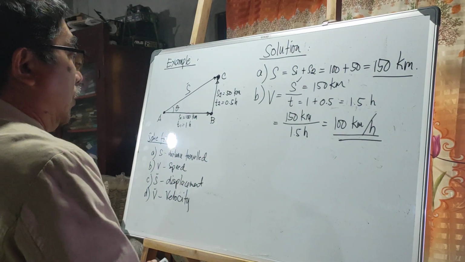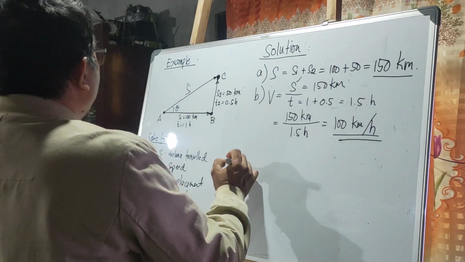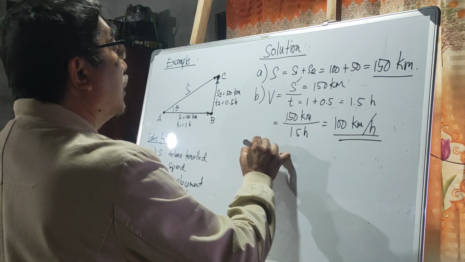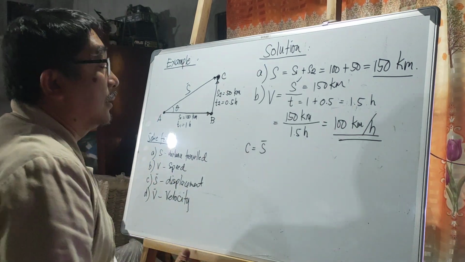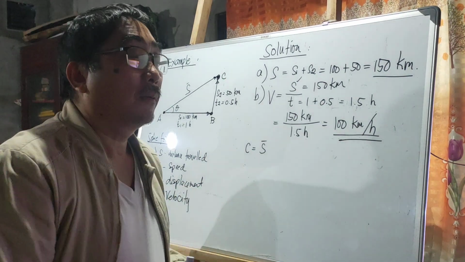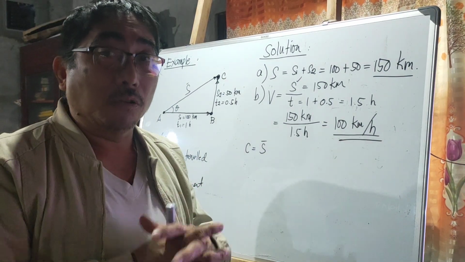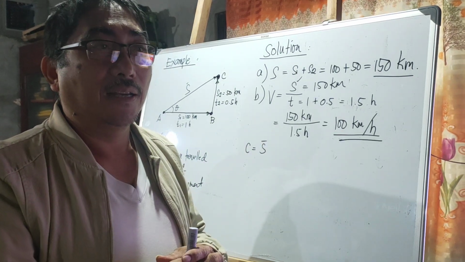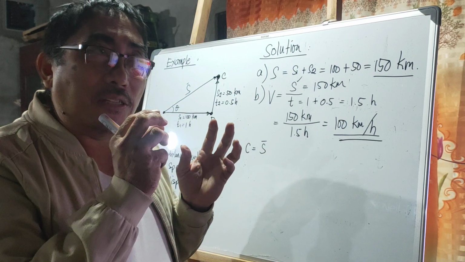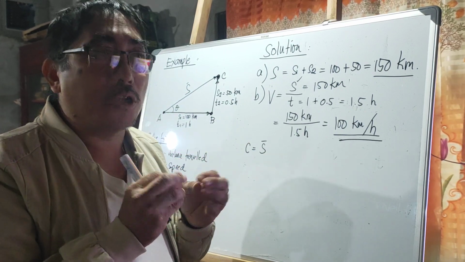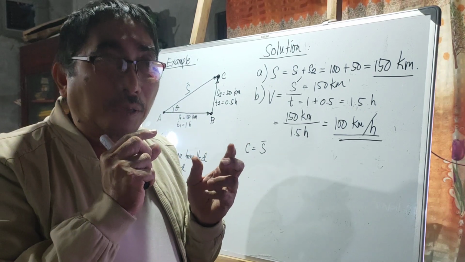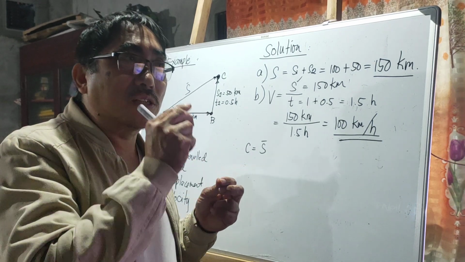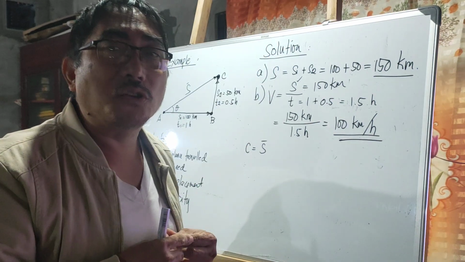So, let us continue. Letter C is, we are asked to solve for the displacement. Now, from the root word of displacement, displace, what it means is, when an object is displaced, we are talking of two points, the origin or the initial point and its final destination.